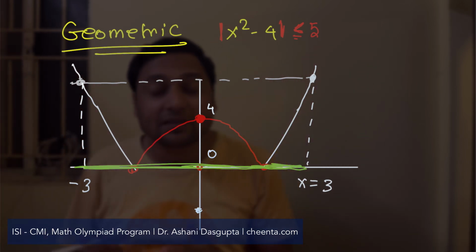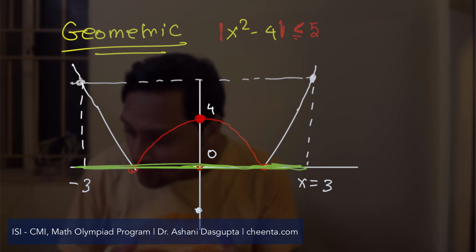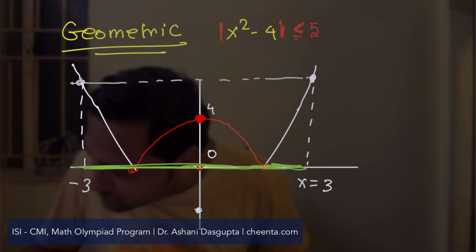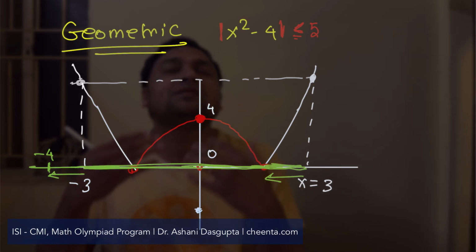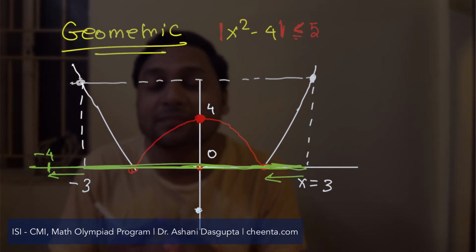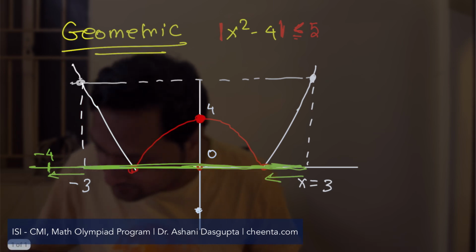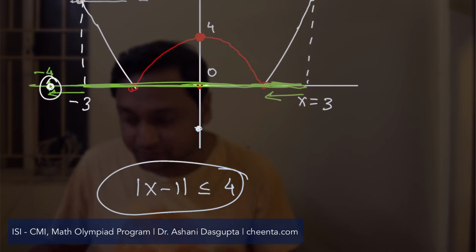Geometrically speaking, it's clear from the picture. You want x minus 1. So 3 moves to 2, and negative 3 moves to negative 4. So the absolute value of x minus 1 is less than or equal to 4. We get the same answer. The absolute value of x minus 1 is less than or equal to 4, and it is achieved here.